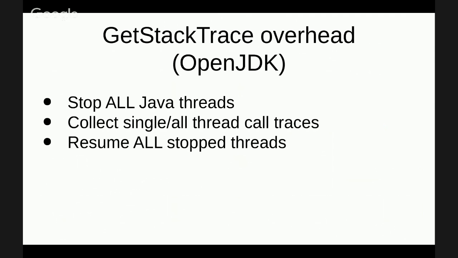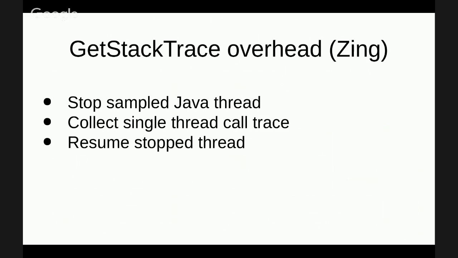And then we resume all the stopped threads, regardless of collecting a single call trace or all the call traces at once. We stop everybody. So on Zing, things are slightly better. We only stop the sampled Java thread, and we collect that call trace and then resume. If you still use stop all threads to collect all the stack traces at once, then you'll get effectively a global Safepoint.